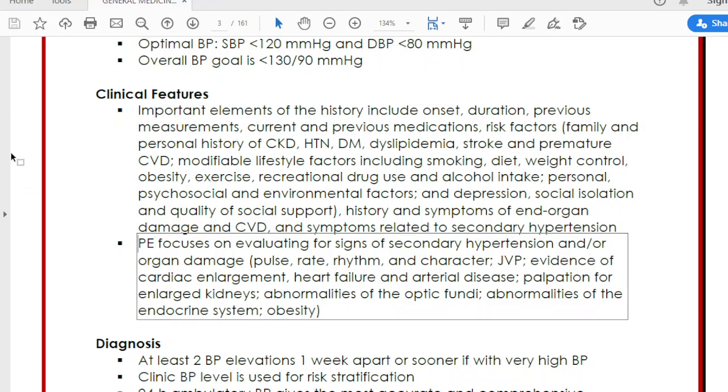PE focuses on evaluating for signs of secondary hypertension and/or organ damage: pulse rate, rhythm, and character, JVP, evidence of cardiac enlargement, heart failure, and arterial disease, palpation for enlarged kidneys, abnormalities of the optic fundi, abnormalities of the endocrine system, obesity.